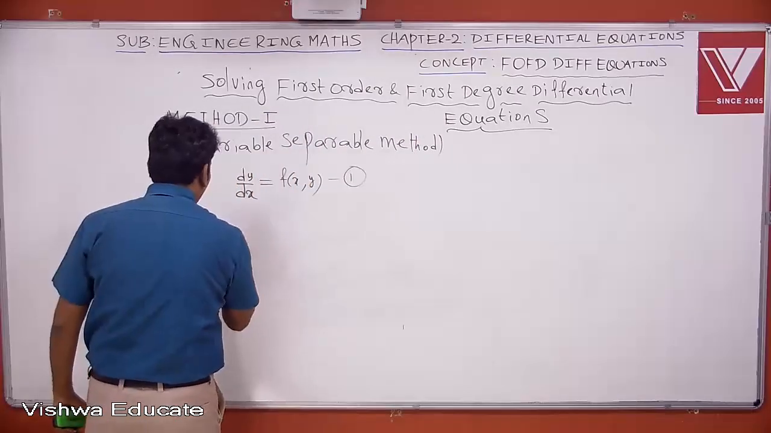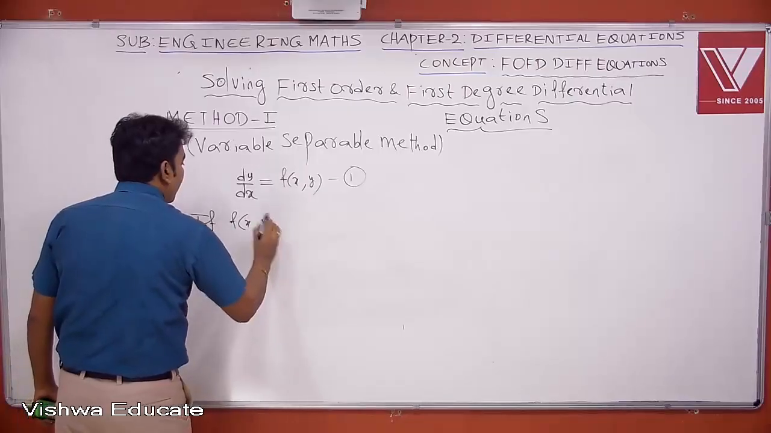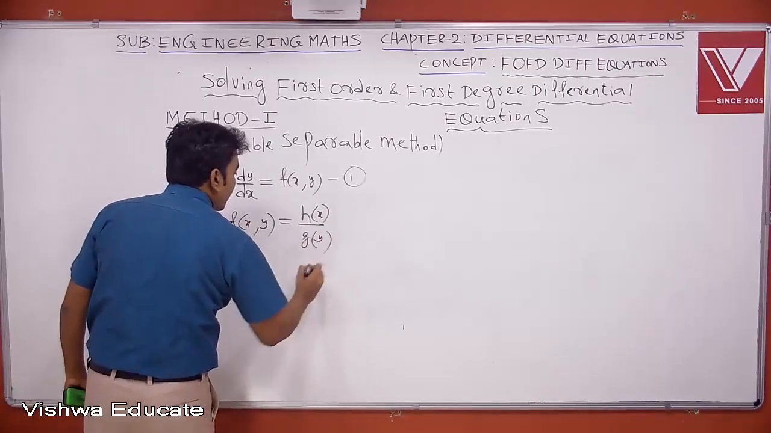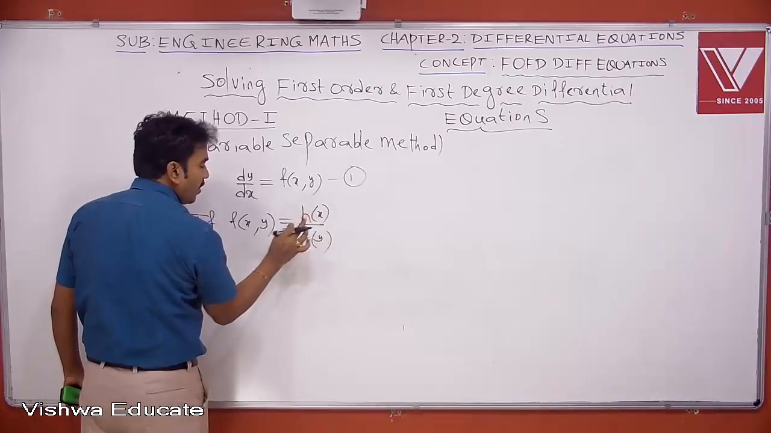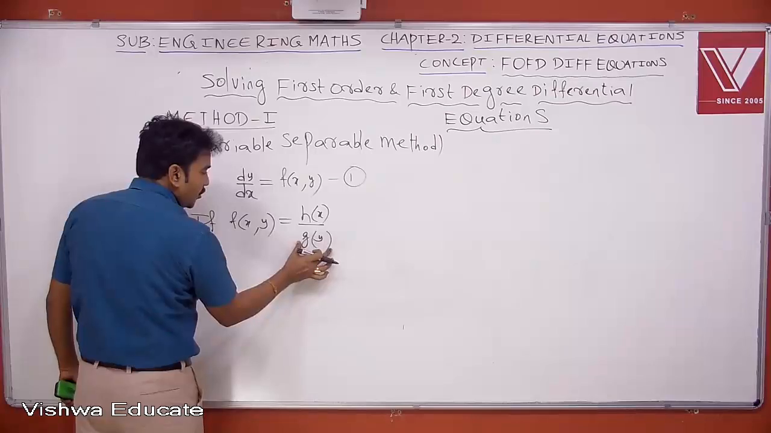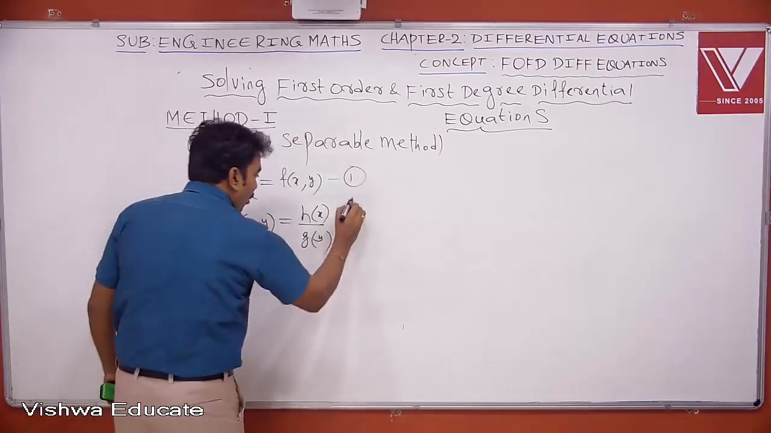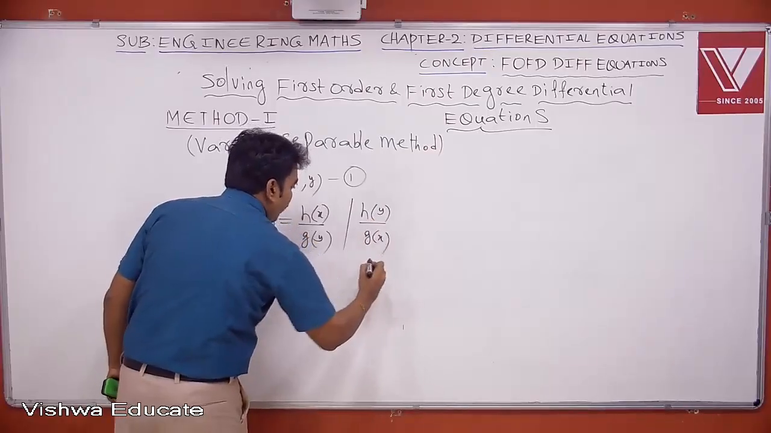Therefore, f of x comma y equal to h of x by g of y. So h of x contains only variable x followed by some constants. It should not contain y. G of y means it is purely a function of y. It should not contain x. Or you can have this: h of y divided by g of x.